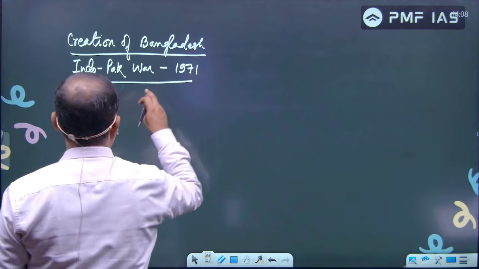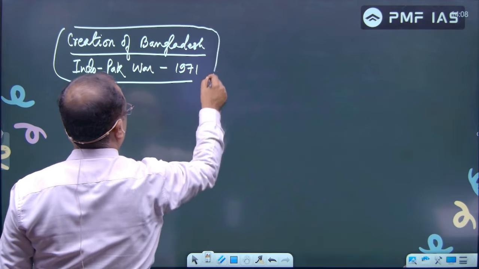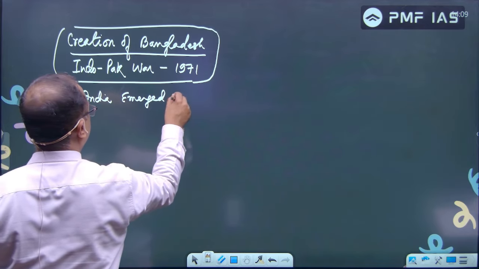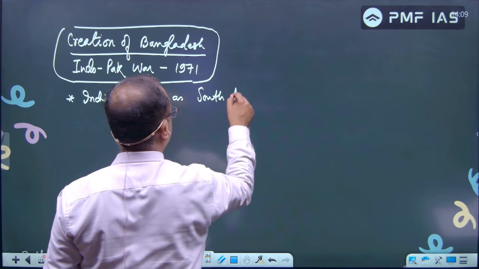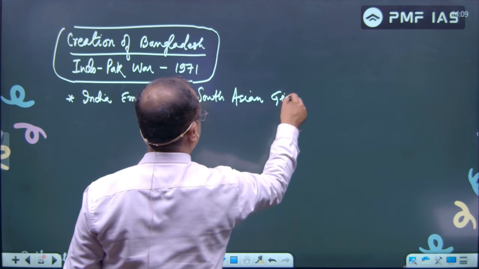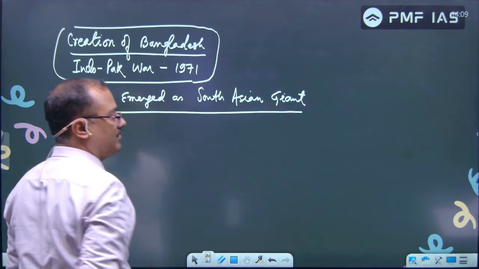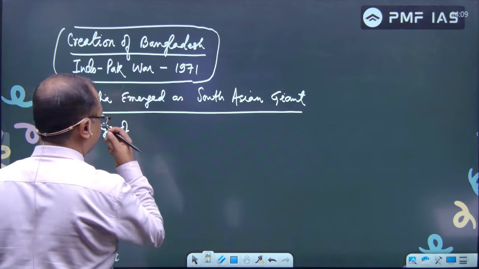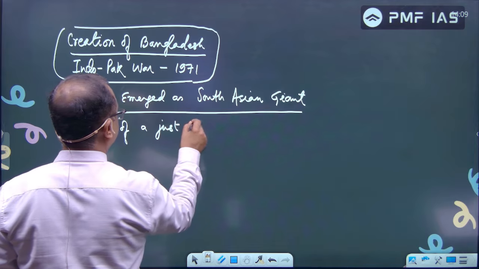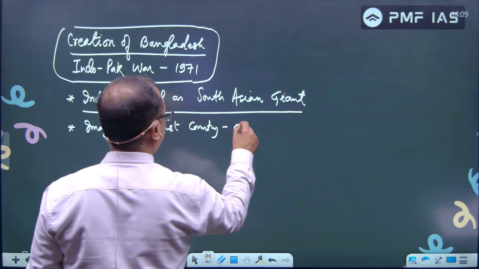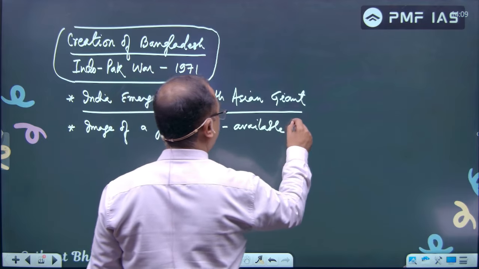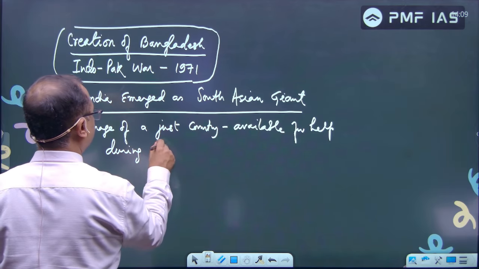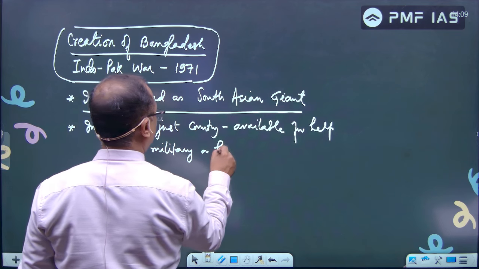So here what is visible: in this war, the creation of Bangladesh, India emerged as a South Asian giant, a great power, and with the image of a just country available for help during a military or humanitarian crisis.